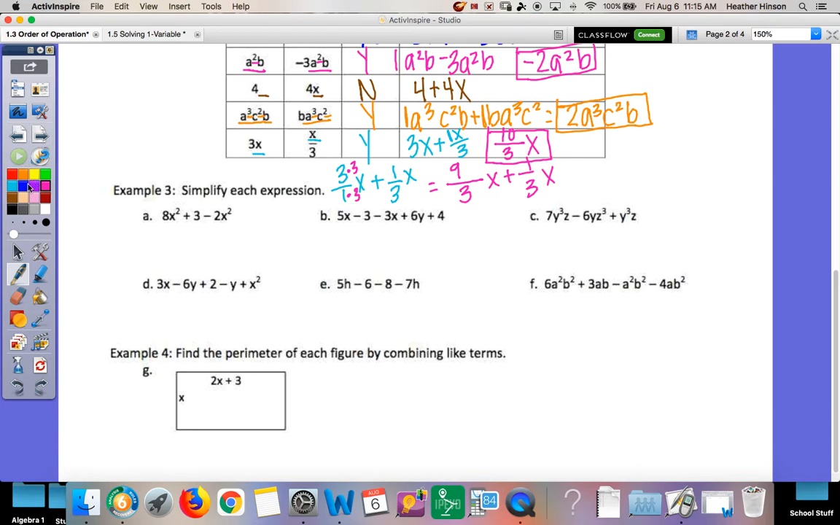Okay, so let's try some. We're going to simplify each one. We want the like terms that have the same variables and the same exponents. So does anything match 8x squared?